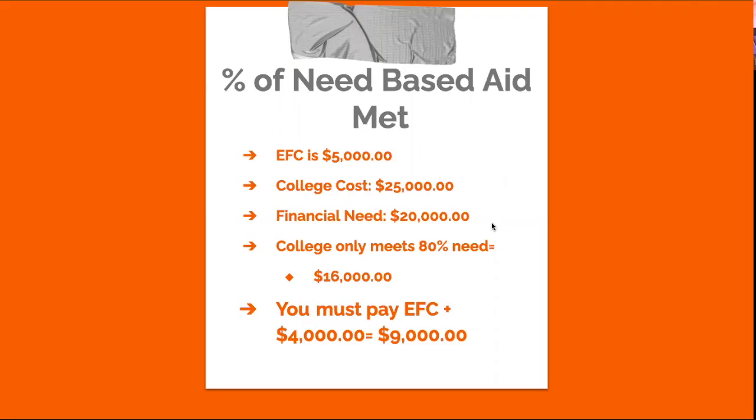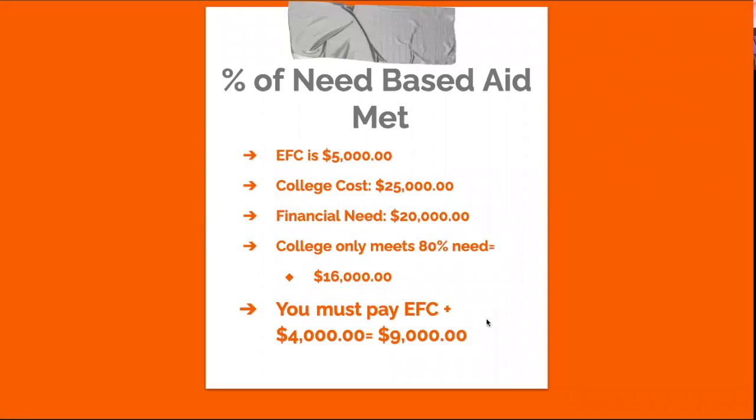However, the school you chose only meets 80% of your needs. The college is only going to be able to subsidize or provide $16,000 of that $20,000 need. So your family is already expected to take the $5,000, and now you need to figure out another way to cover this difference with just $4,000. So in reality, the cost of this school is going to be $9,000 for you, which still is not bad at all.